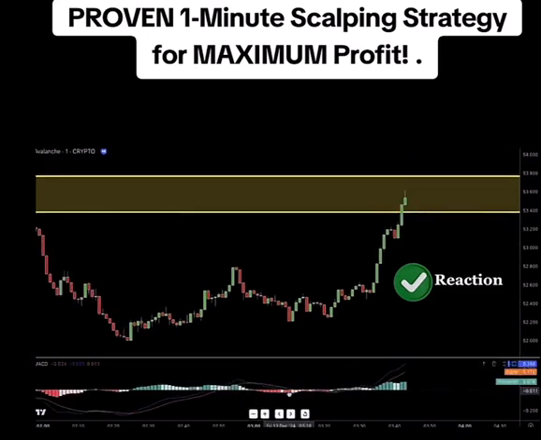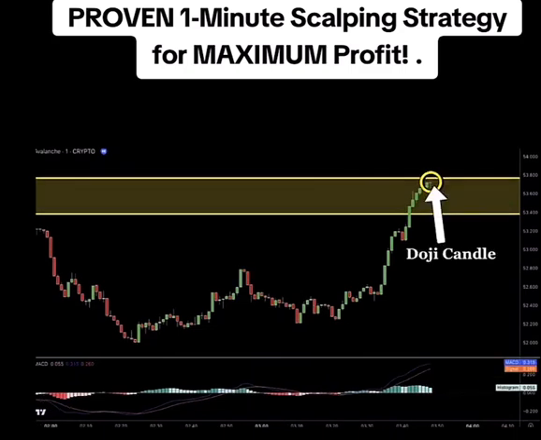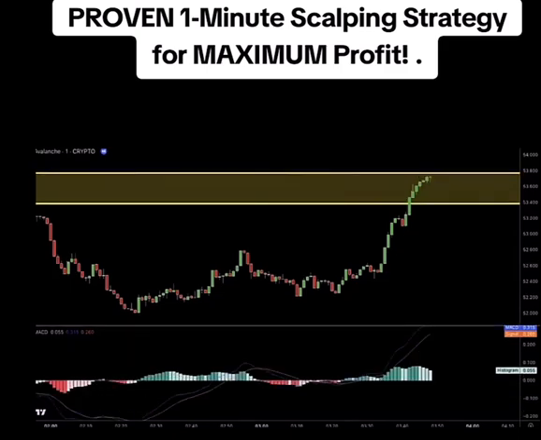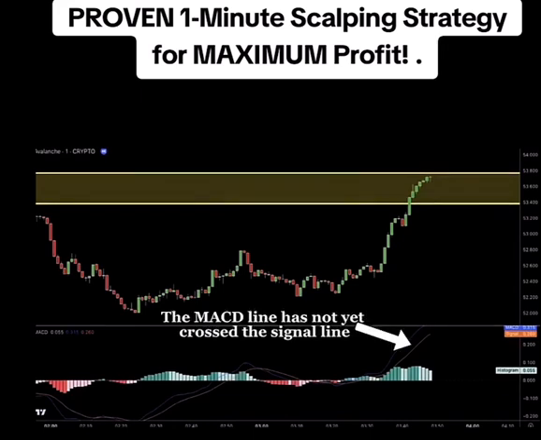The market enters the supply zone and immediately gets rejected, forming a tailed bar, a sign of strong selling pressure. Shortly after, a doji candlestick forms, signaling indecision and a potential reversal. However, the MACD indicator hasn't confirmed the trade setup yet. The MACD line has not crossed below the signal line, so we wait.